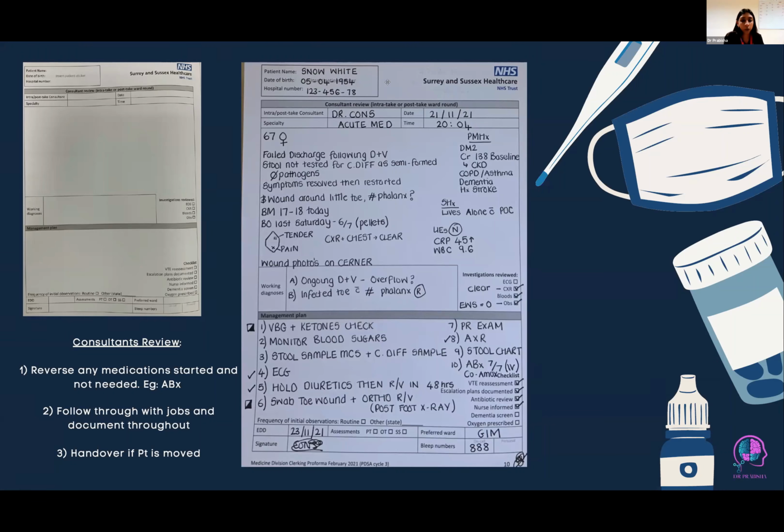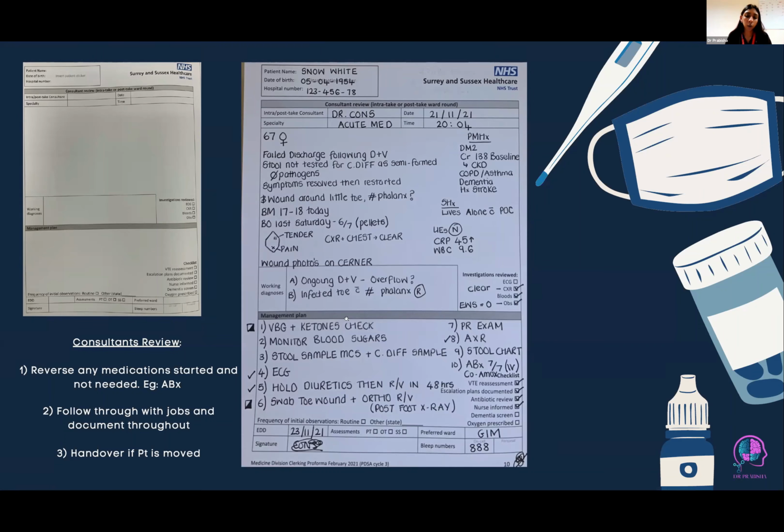Do a swab of the toe and also have an ortho review, which is quite important as well. I didn't think of that before. They probably want to see the chest X-ray, so let's get that done. Do a PR exam, I knew that was coming, and then an abdominal X-ray, a stool chart, so keep a diary of how her stools are, are they improving, are they getting worse, is the frequency going up or down, what's the colour of it, and then start some antibiotics for the potential toe infection, especially because she's diabetic.